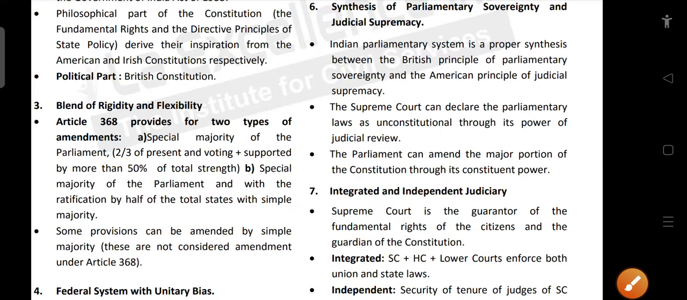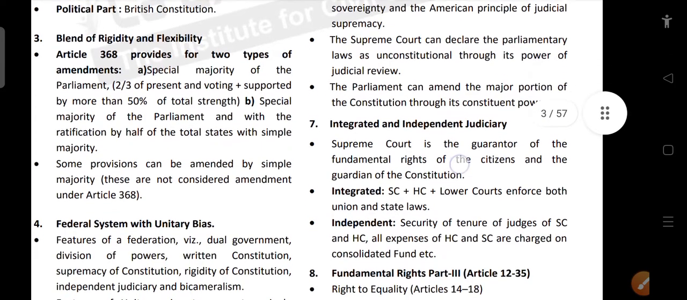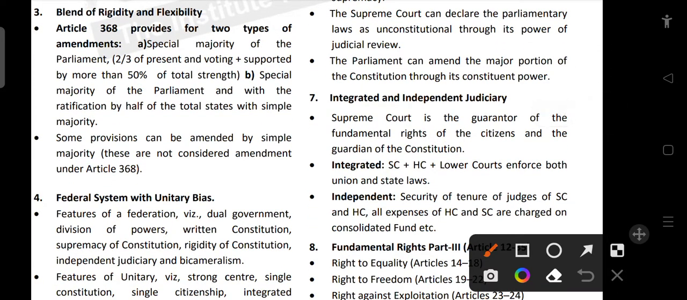So, if a law is considered unconstitutional, the Supreme Court declares so, and Parliament can amend a major portion of the Constitution unless it infringes the basic structure of our Constitution. The next feature is that we have an integrated but independent judiciary. The Supreme Court is the guarantor of the fundamental rights of the citizen, and it is also the guardian of the Constitution. There was a question asked: who is the guardian of the Constitution? It is the Supreme Court, and it is also the guarantor of fundamental rights.